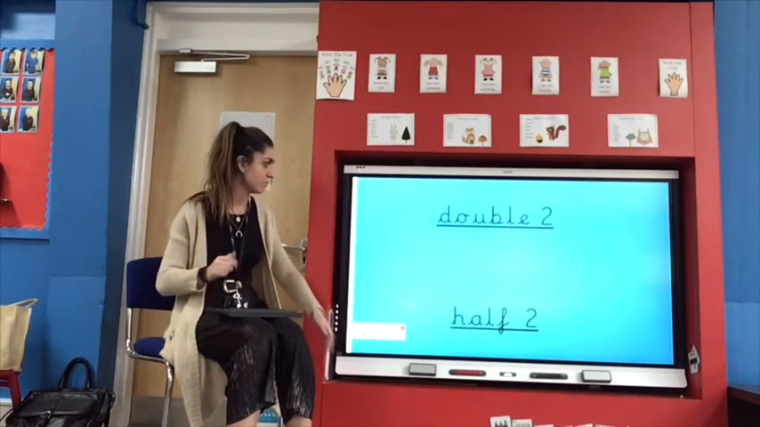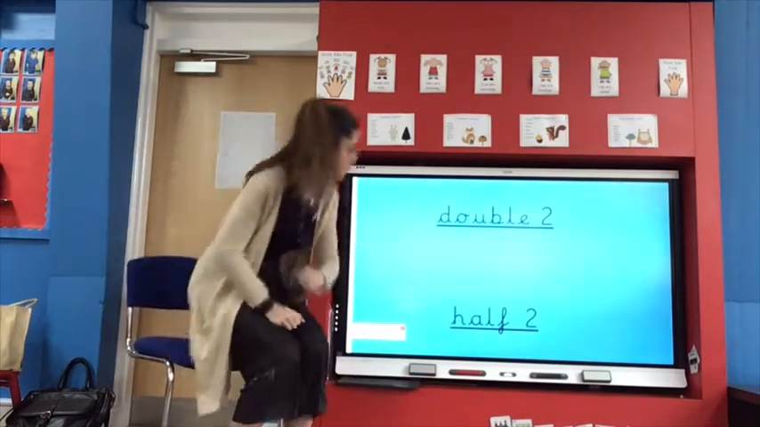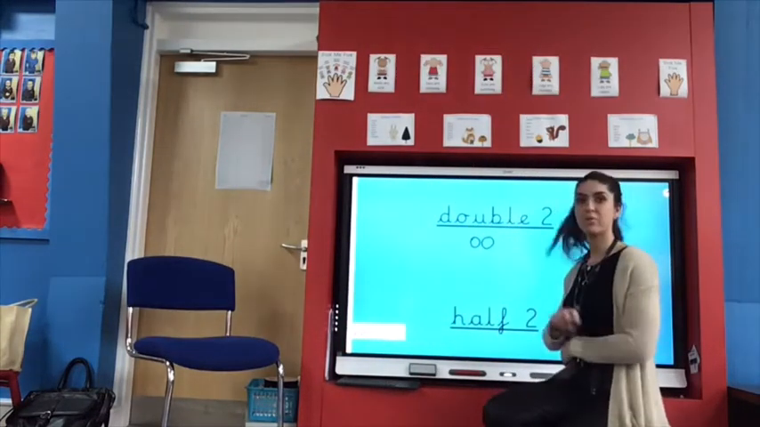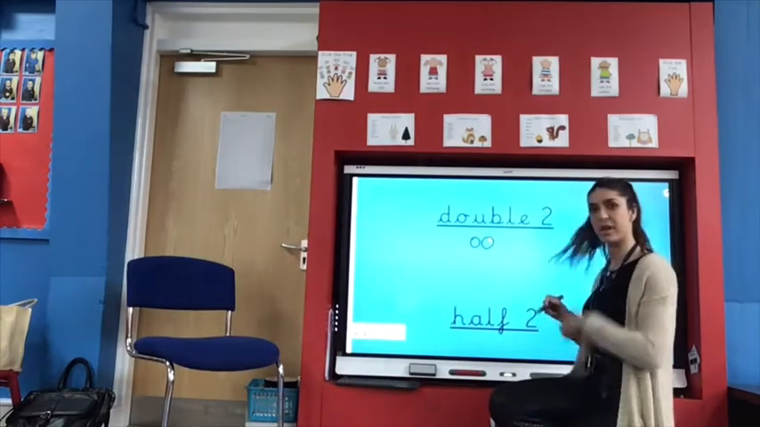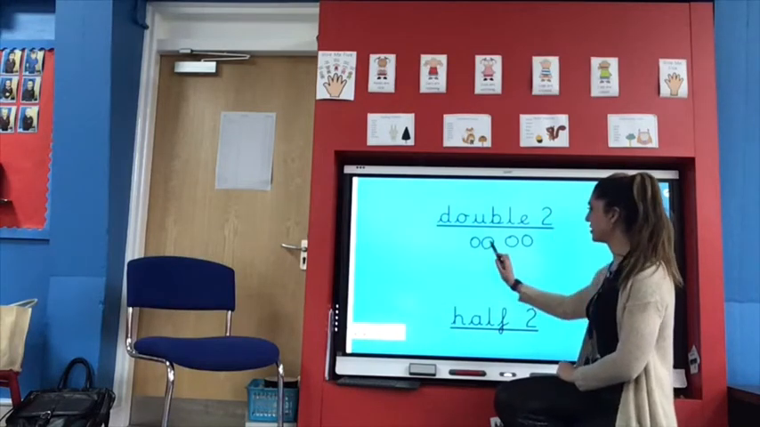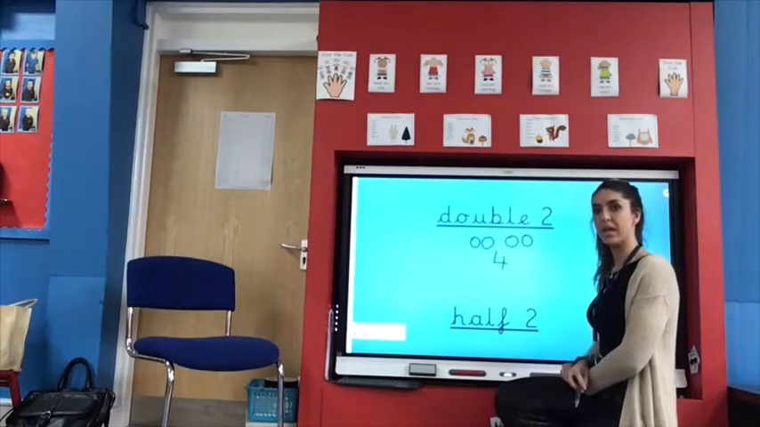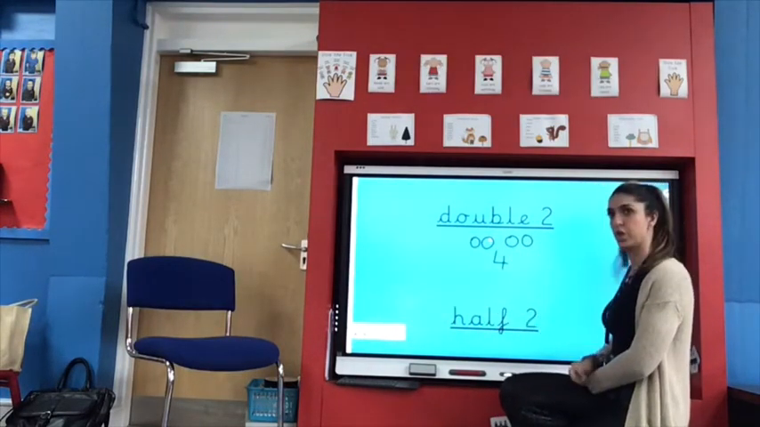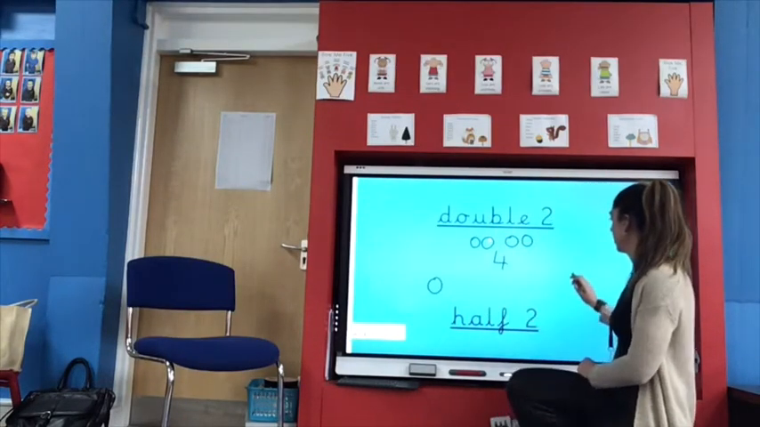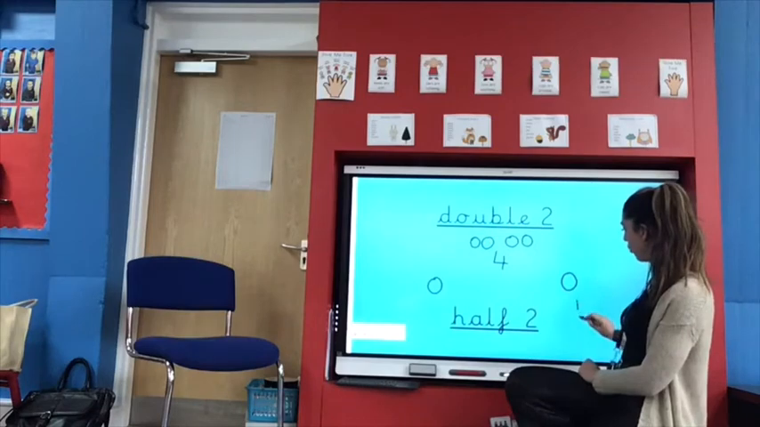For example, we have here it says double 2. So if I have two circles and I want to double my two circles, it means I have to add two more. 1, 2. So double 2 is 1, 2, 3, 4. And at the bottom it says half 2. So if I have two circles, 1 for you, 1 for me, then half of 2 would be 1.